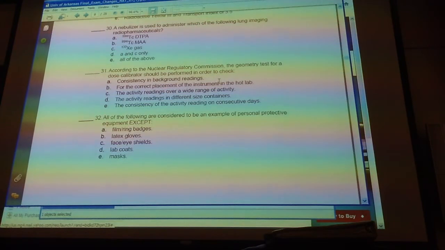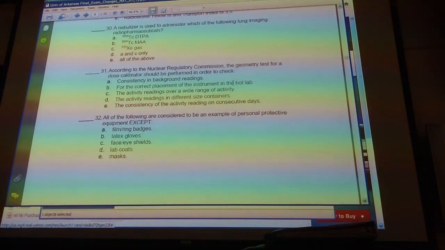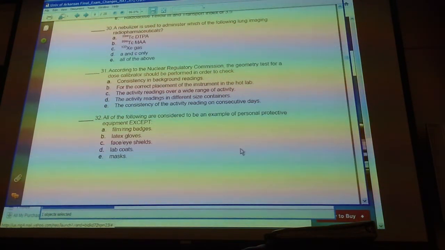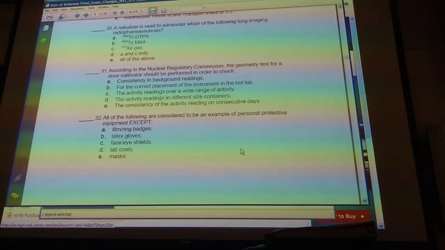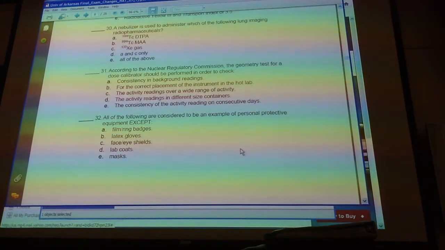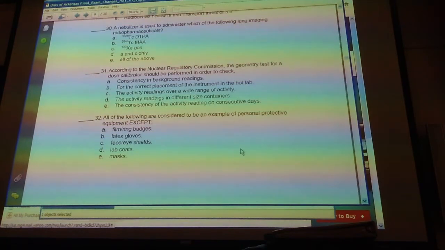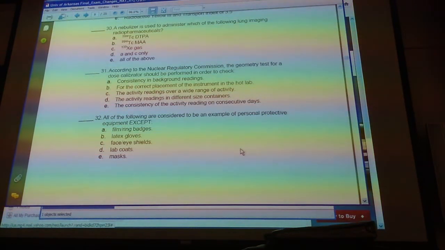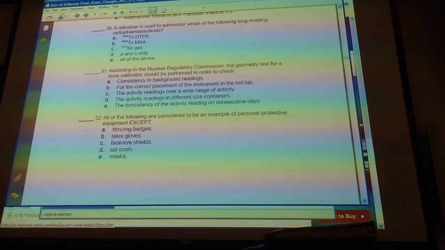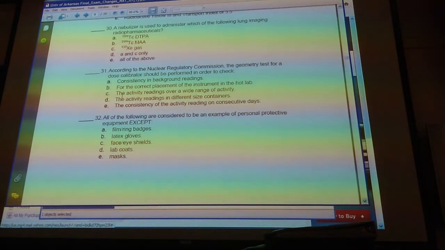Number 31, according to the NRC, the geometry test for the dose calibrator should be performed in order to check for what? Okay, yeah, remember letter D. Remember how to do a geometry test?